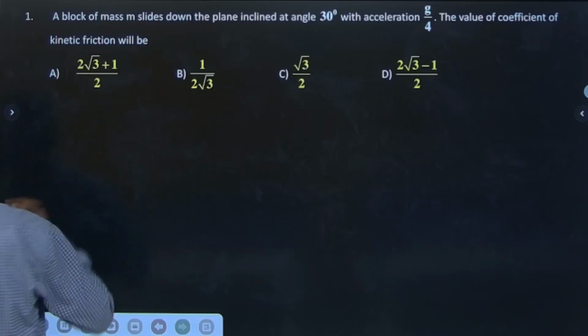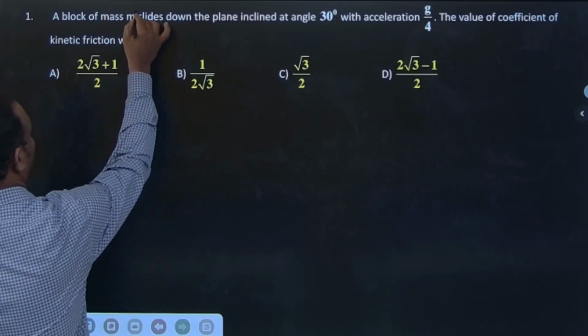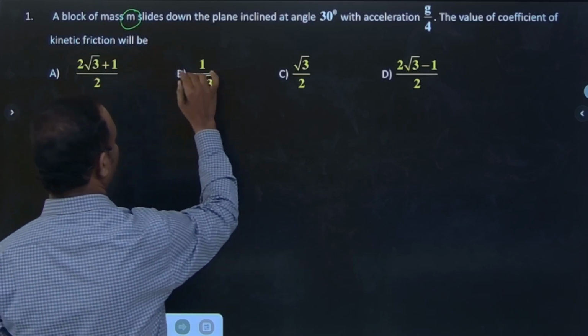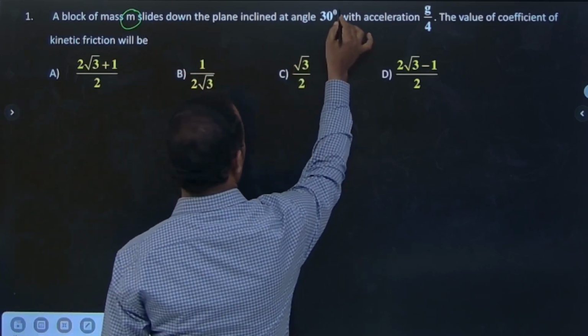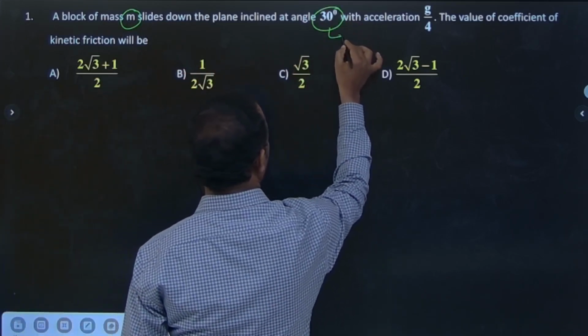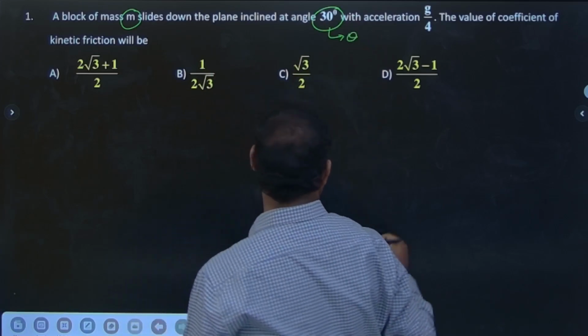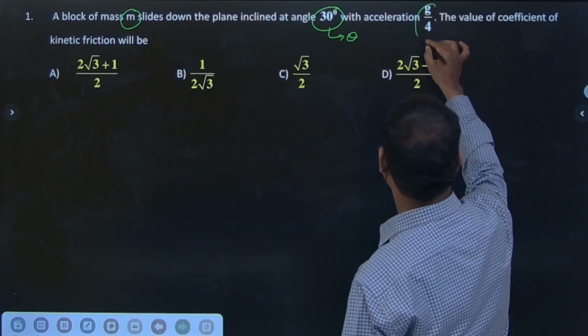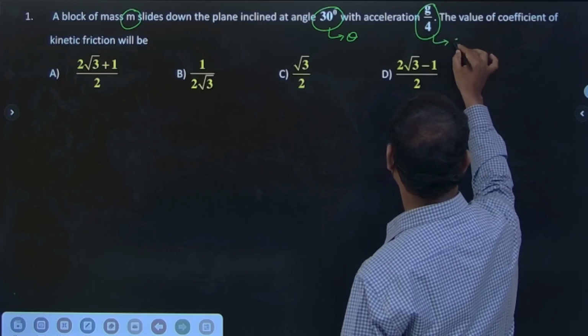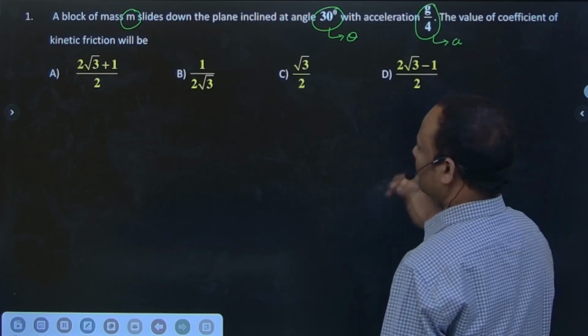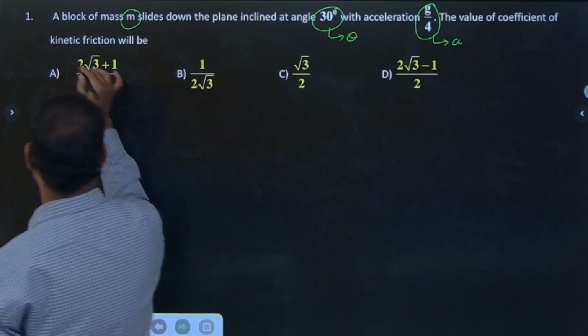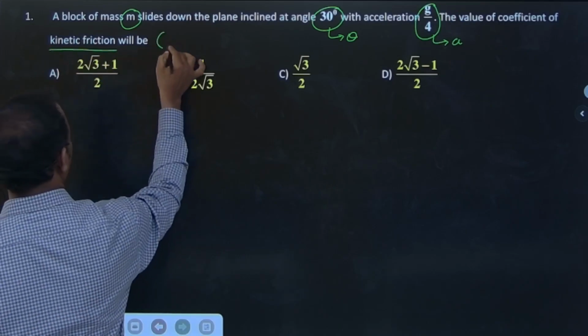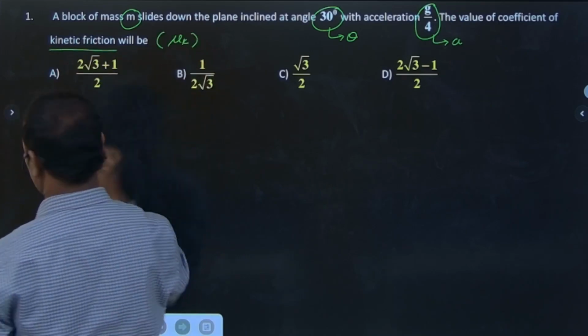A block of mass m slides down an inclined plane at an angle theta, the given angle of inclination, with a downward acceleration a equal to g by 4. What is the value of the coefficient of kinetic friction, mu k?